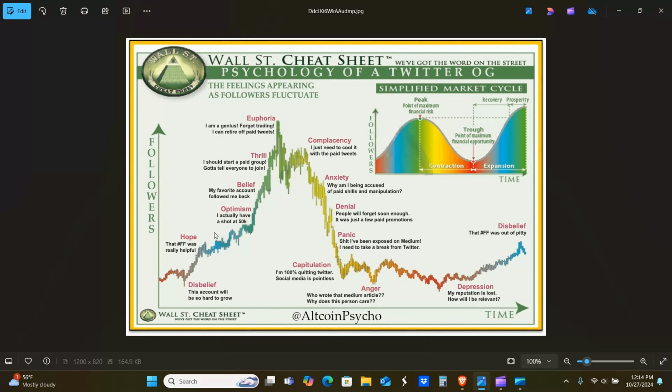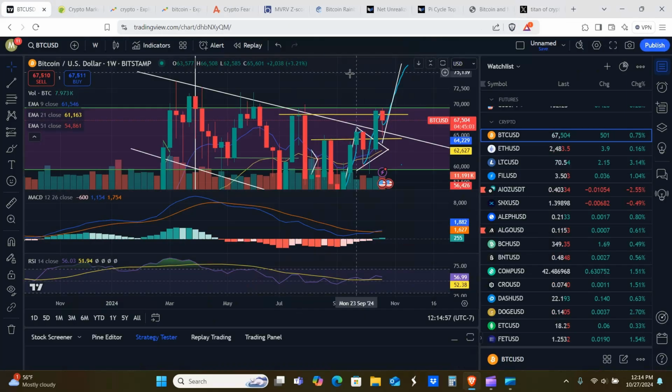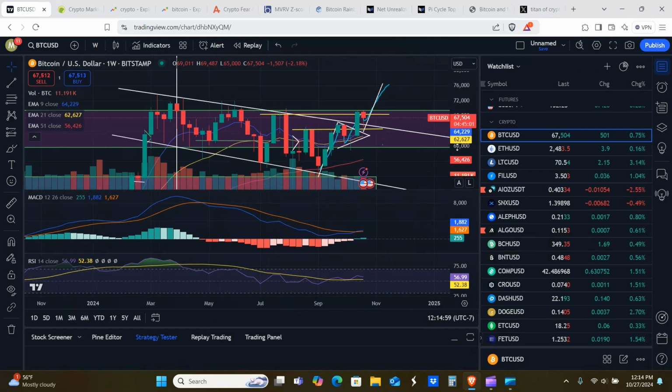In my opinion, we're somewhere between hope and optimism. But again, it's easy to get jaded in these markets and think we're actually in another area of the Wall Street cheat sheet than what we actually are. Okay. This is why it pays big time, in my opinion, to understand these charts and know how to do technical analysis yourself. All right.